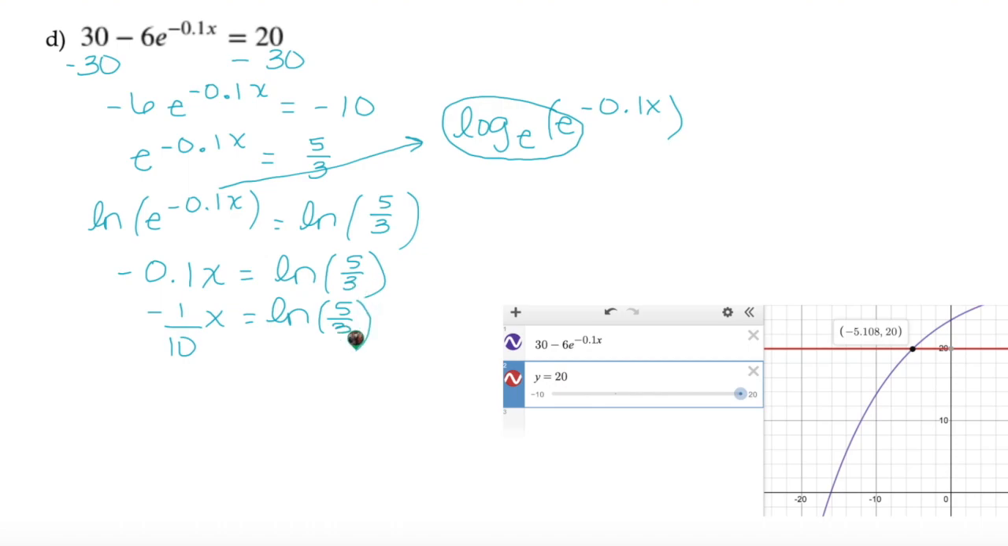To undo that, we'll multiply both sides by negative 10. So x is equal to negative 10 times the natural log of 5/3 in its exact form, which is approximately negative 5.108. Notice I'm graphing on decimals here to verify, setting the left side equal to the right side. And I do see that they intersect each other at that location.